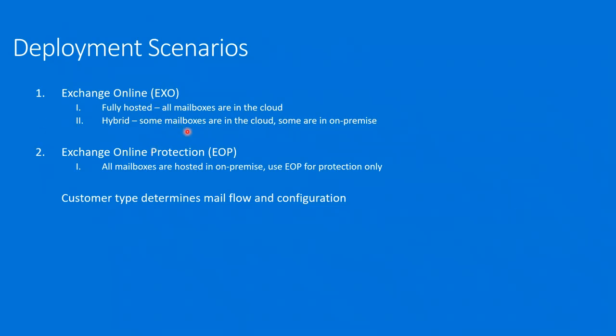First, we can have a fully hosted setup wherein there is no coexistence. All the mailboxes are in the cloud. And with EXO, we can have a hybrid setup where we are in coexistence. We can also have a standalone Exchange Online Protection wherein all your mailboxes are hosted on-premises and EOP is used only for protection purposes. Which method to choose depends completely on how we want to utilize Office 365 services.